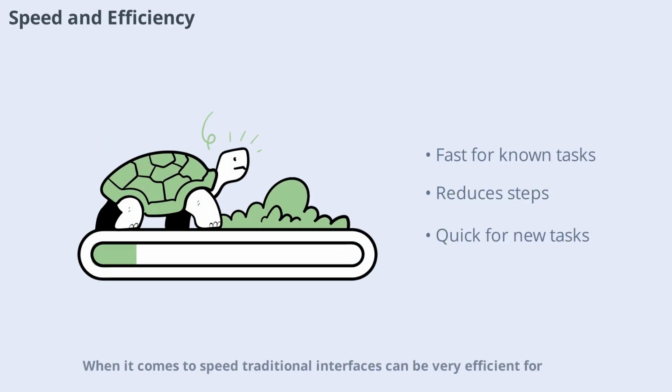When it comes to speed, traditional interfaces can be very efficient for repetitive tasks once you know where everything is. However, for new or complex tasks, users may spend time searching for the right option. Conversational AI can speed up these processes by letting users simply state what they want, reducing the number of steps needed to complete a task.